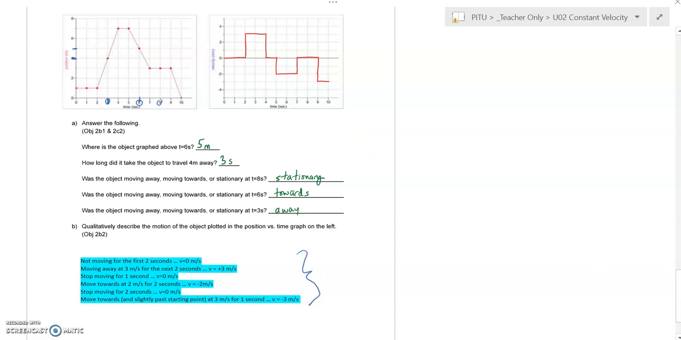Since I've only got about 30 seconds before this video has to be done, because we are using a free video recorder, I'm going to leave it there for you to transfer the 0 meters per second for 2 seconds, +3 for 2, 0 for 1, -2 for 2, etc. right over to that graph.